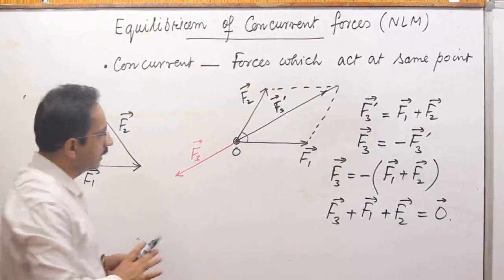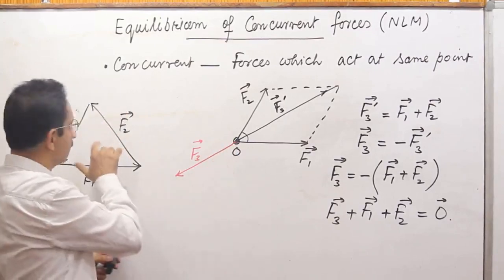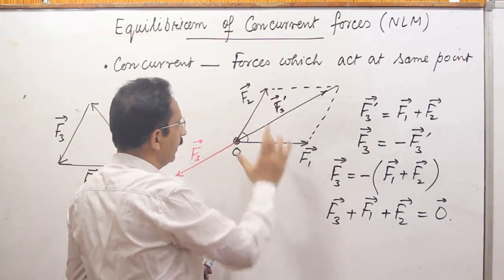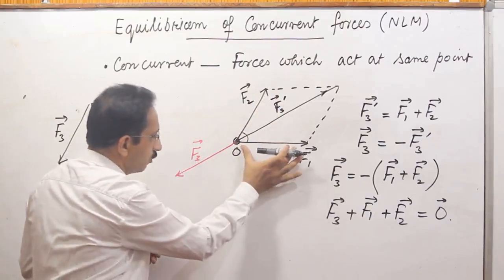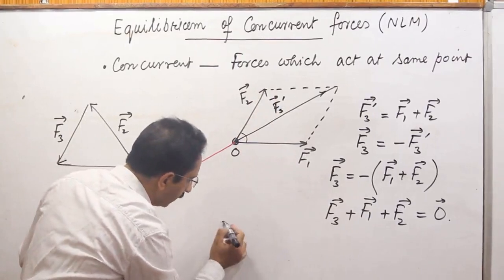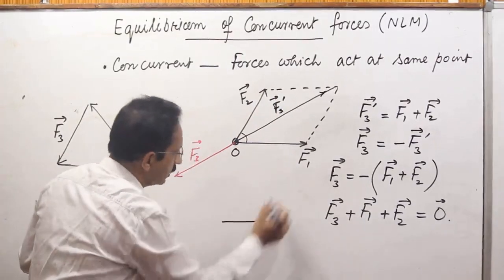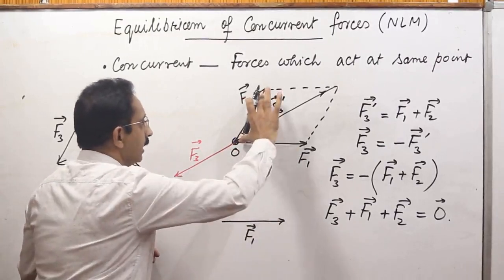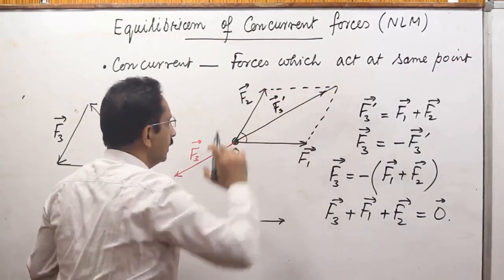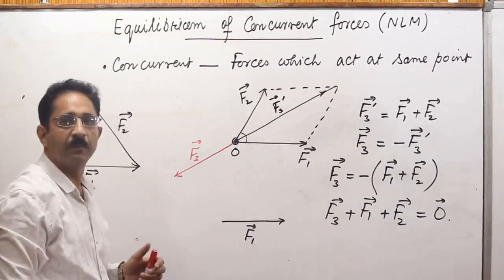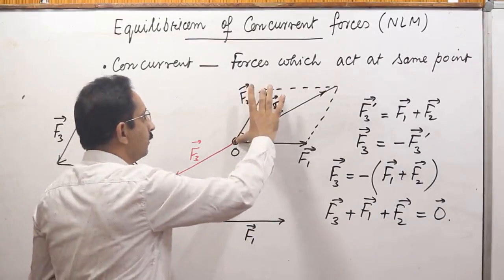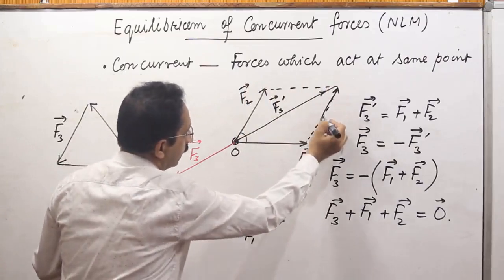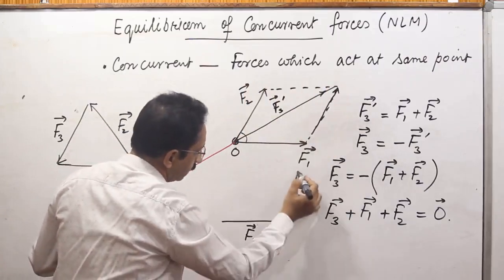Now, can this be done in this diagram? Very simple. See, what I do is that I have the forces F1, F2 and F3. I drag this F1 parallel to itself. So here I drag F1 parallel to itself, and don't change its magnitude. Now I bring F2 such that its initial point touches the terminal point of F1. So I drag F2 like this and bring it here. This is F2.